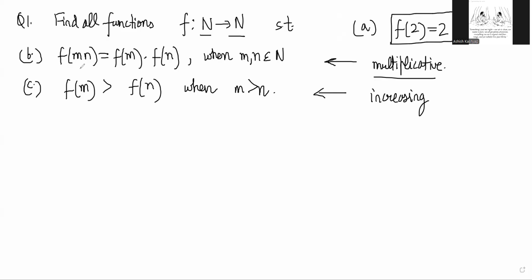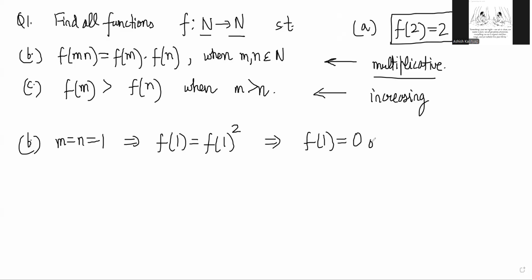So using B, if you put m is equal to n is equal to 1 there, you will get f of 1 is equal to f of 1 whole squared, which means that f of 1 can be 0 or 1. And that implies that f of 1 must be 1. It cannot be 0. 0 is rejected. The reason being that the domain and range are natural numbers. So the range is natural numbers and 0 is not a natural number. So f of 1 must be 1. So that is the first thing that we know.